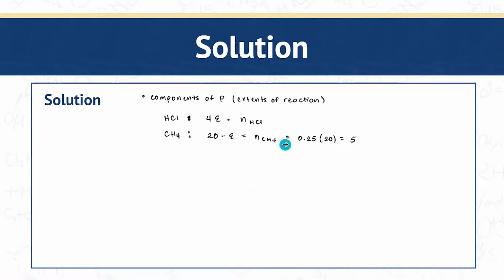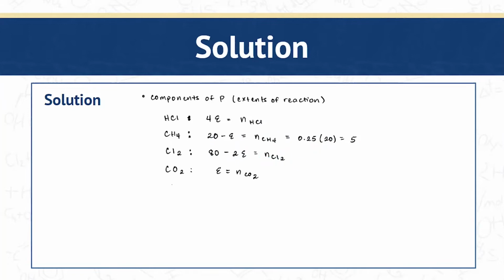We also know that 0.25 or 25% of the methane fed is in the product stream. So 25% of 20 is 5. Later on, we can solve for epsilon: 20 minus epsilon equals 5. Next component of P, chlorine gas. Originally, we have 80 moles of chlorine gas, and the reaction would require 2 moles of chlorine gas per mole of methane, so 2 times epsilon. That's 80 minus 2 times epsilon, which would be equal to the moles of chlorine gas remaining in the product stream.